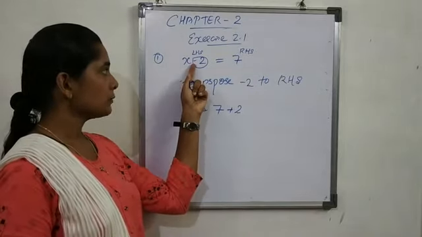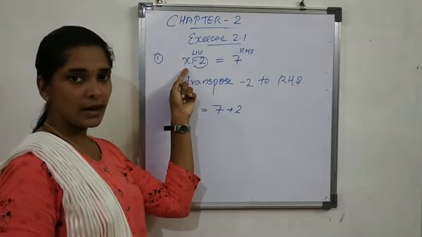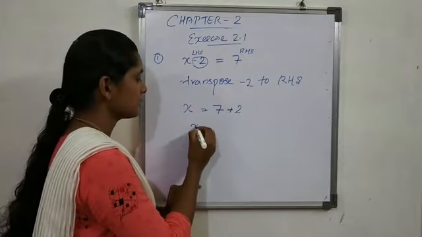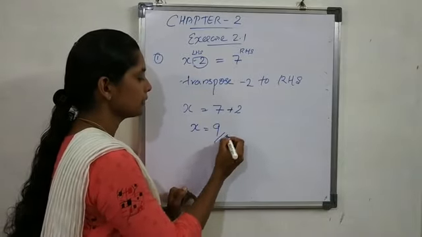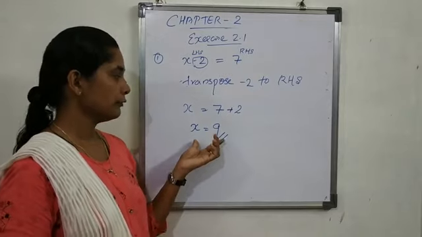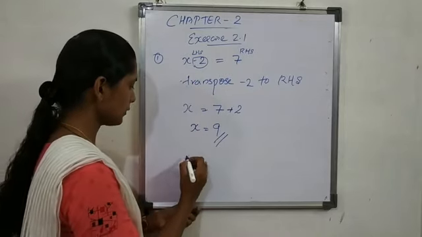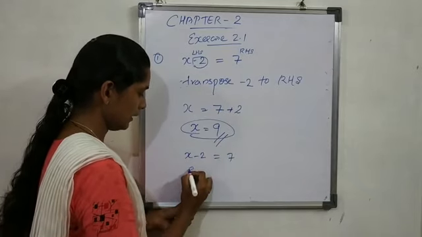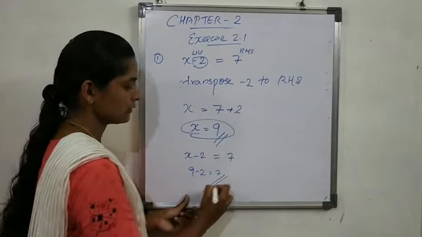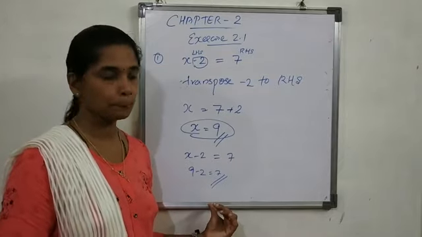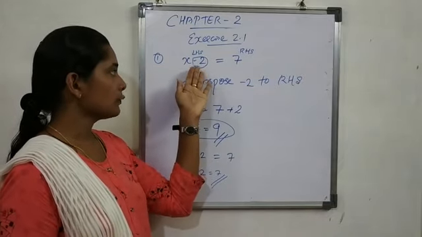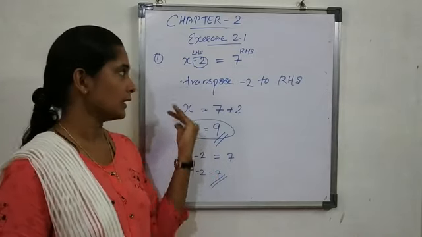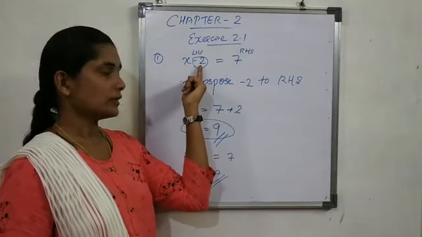We are transposing minus 2. 2 is subtracted on the left side, therefore on the right side we have to add it. So x is equal to 9. This is the value of x. We can check by substituting: the equation is x minus 2 is equal to 7 and the x value is 9. 9 minus 2 is equal to 7. For the first step, we transfer all the constants to the right side and keep the variable on the left side. Here only one constant is there, that is minus 2.